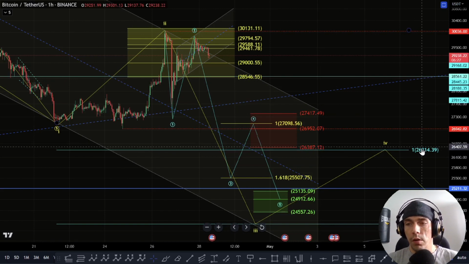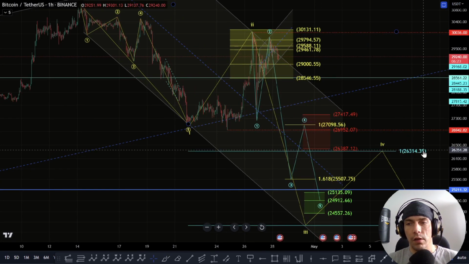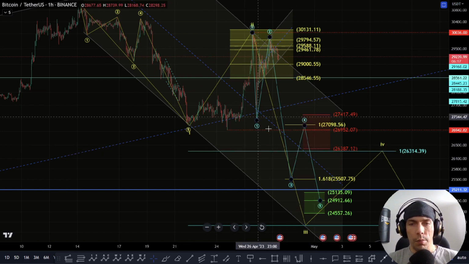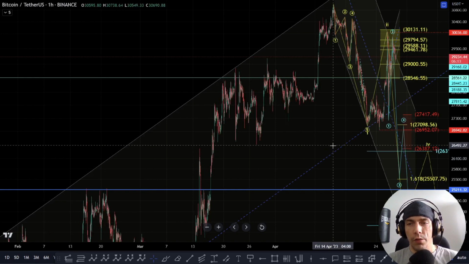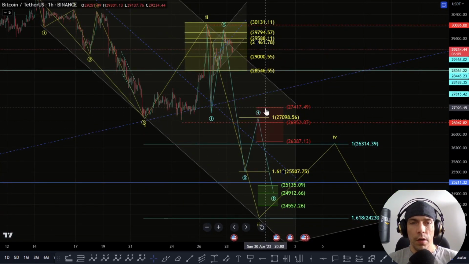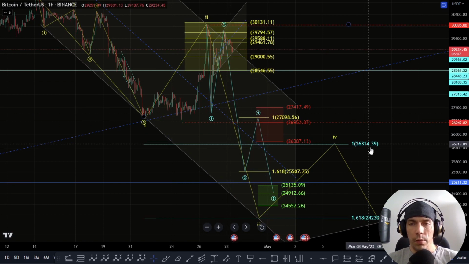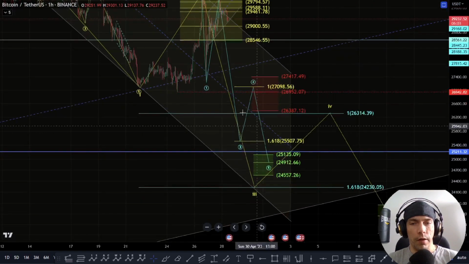Now, if we do have a break to the downside, what we'd have to be aware of is that the current one-to-one of this first move is actually sitting here at this 26,314. So I'd be keeping an eye on that area as well. If we do break down here, for potential zone that we could see a reversal off of, even if it is just shorter term where we get a bounce off of here, it would be likely to see some kind of a reaction towards that area.